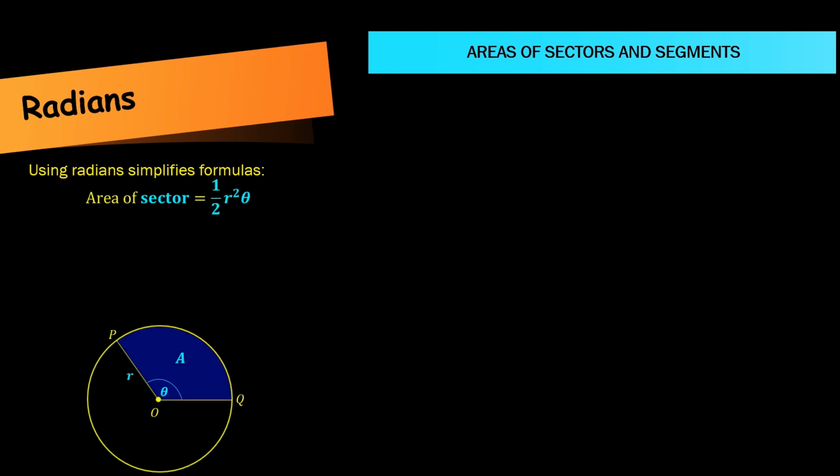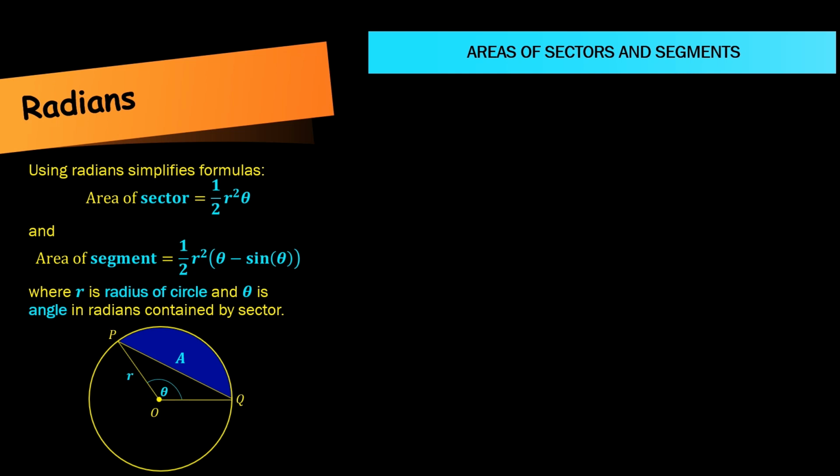Let's now summarise our formulas. We have that the area of the sector is equal to 1/2 r squared theta, where of course r is the radius of the circle and theta is the angle in radians contained by the sector. And we also have that the area of the segment equals 1/2 r squared times theta minus sine theta.